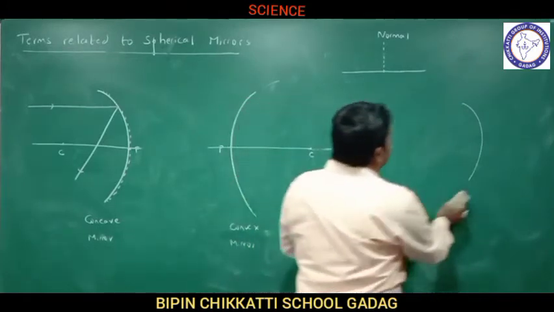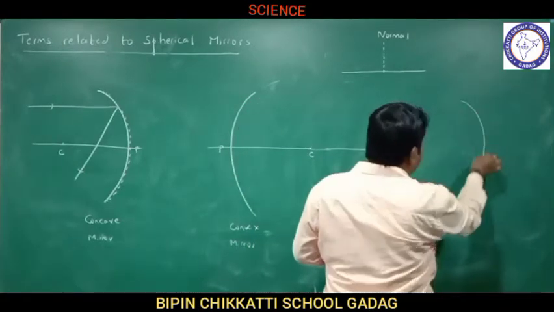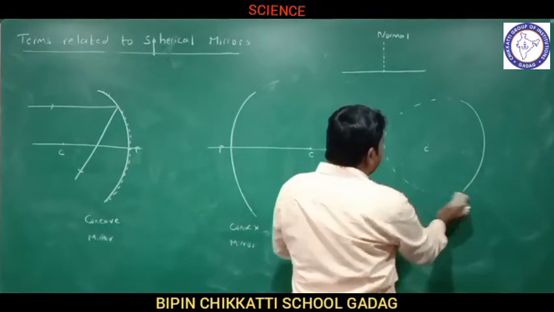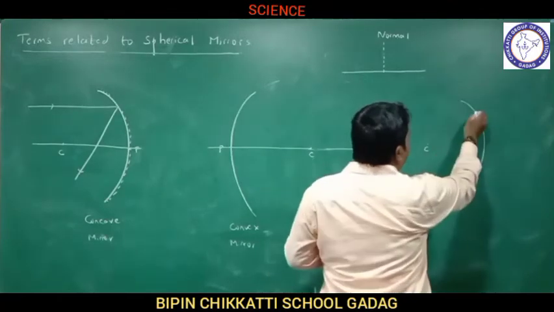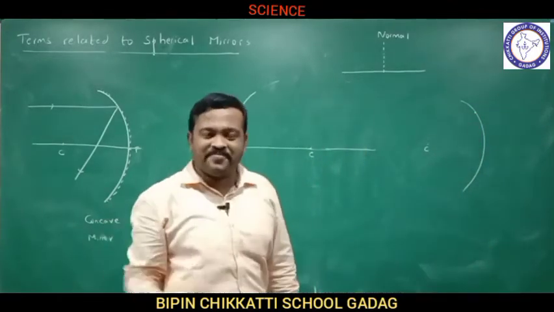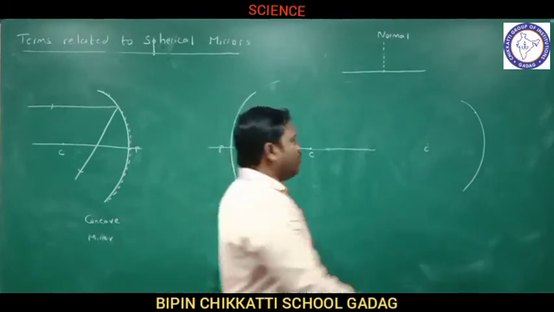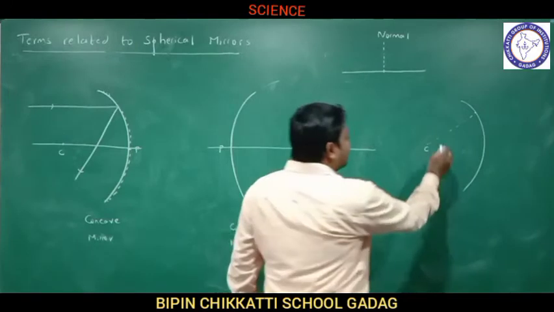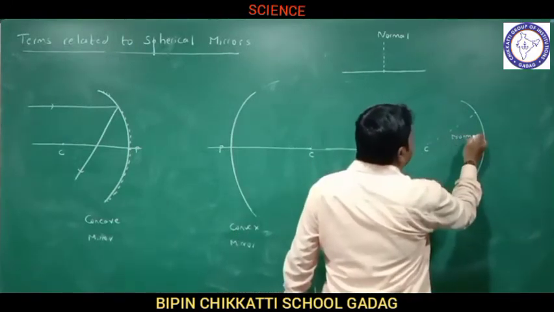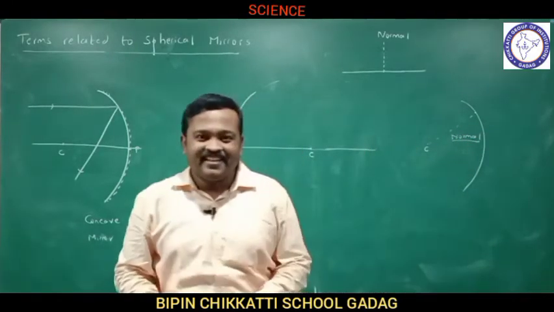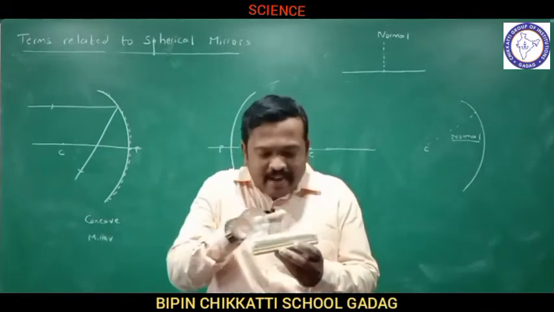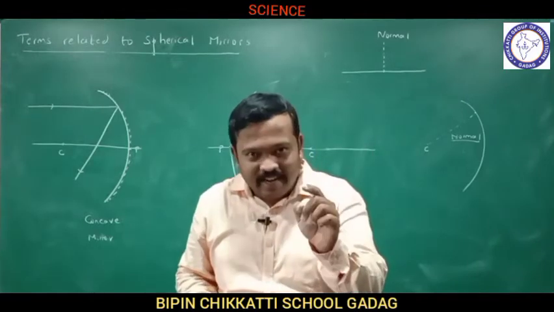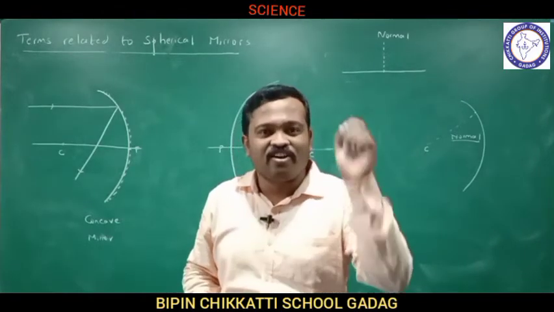If I am taking a curved surface, I need to complete it and I get a center of curvature. At this point, if I want to draw the normal, the normal always passes through the center of curvature, and this line is called the normal. This is what you need to understand. If it is a plane, the normal is perpendicular to the plane. If it is a curvature, the normal is a line which passes through the center of curvature.